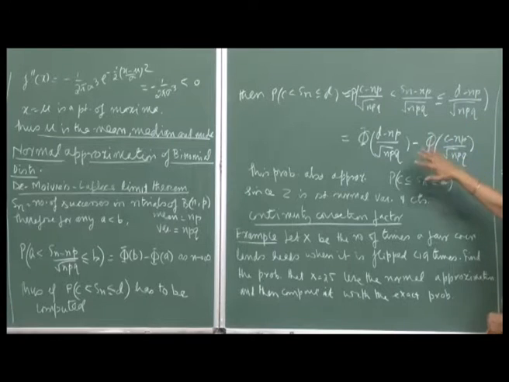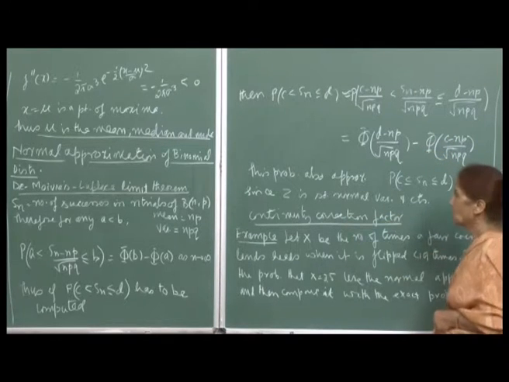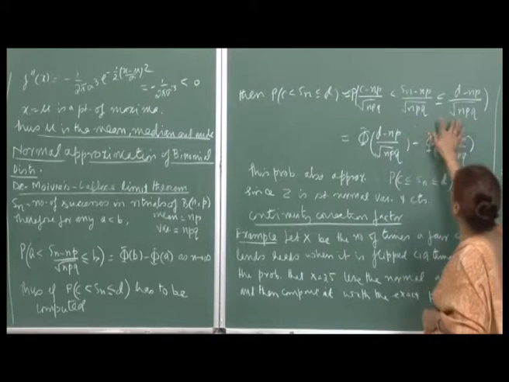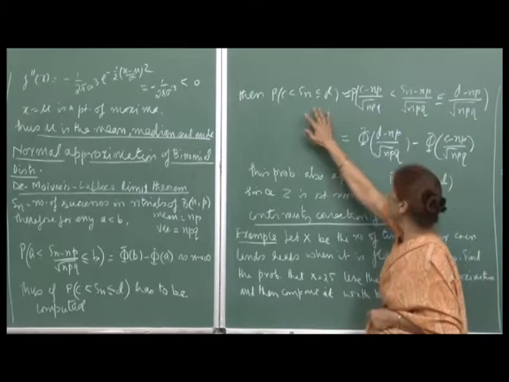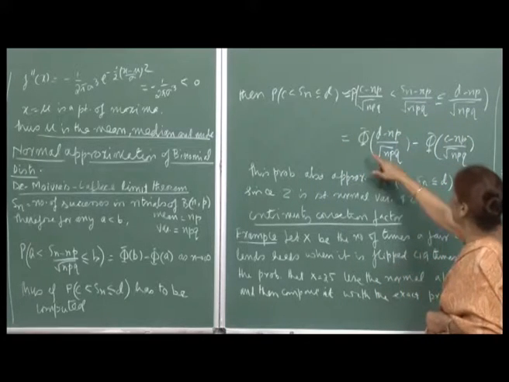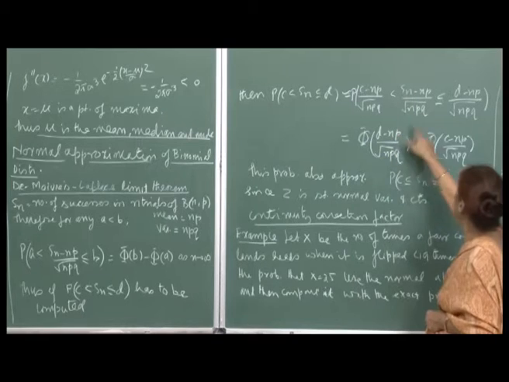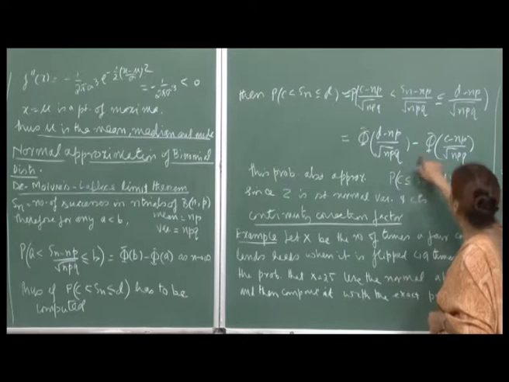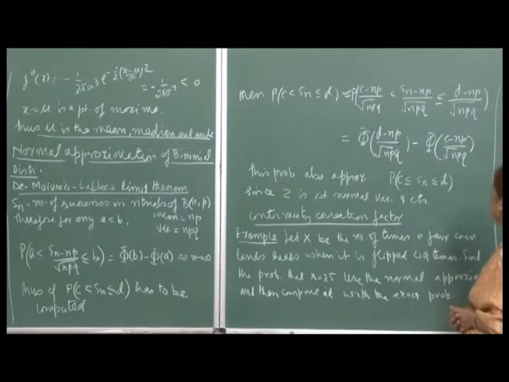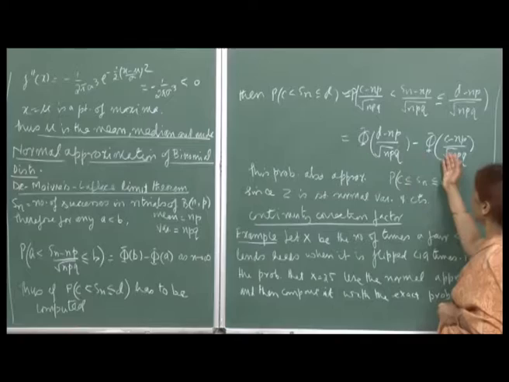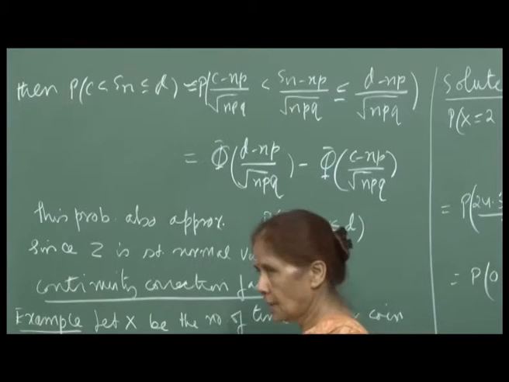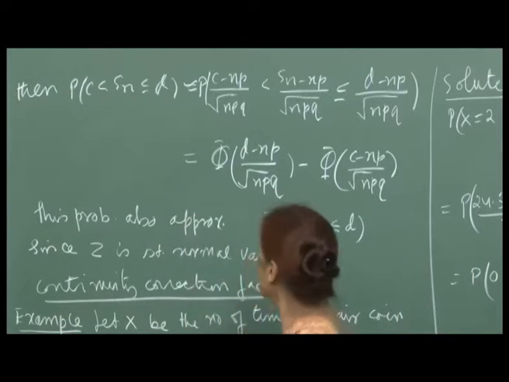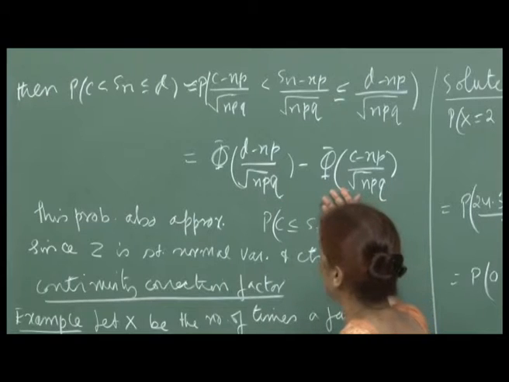And so, I can say that by the de Moivre-Laplace theorem, this probability, which is the same as this, can be approximated by Φ((D − np)/√(npq)) minus Φ((C − np)/√(npq)). So, this is the whole idea. And these values are tabulated. So, given C, D, n and p, you can look up the tables and compute this probability.